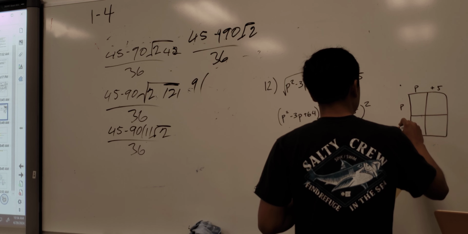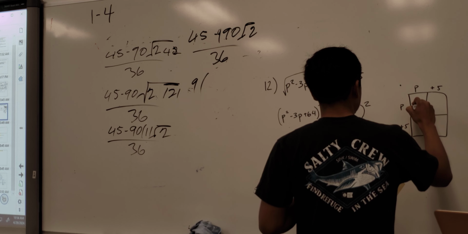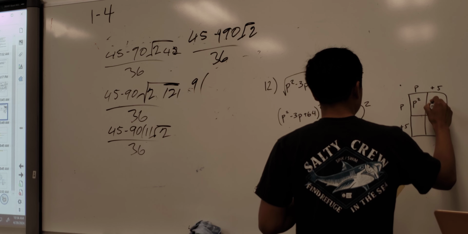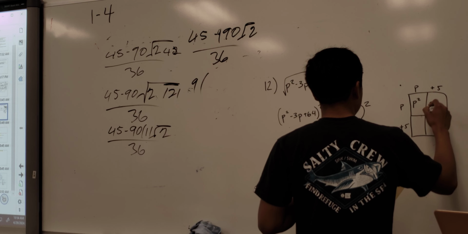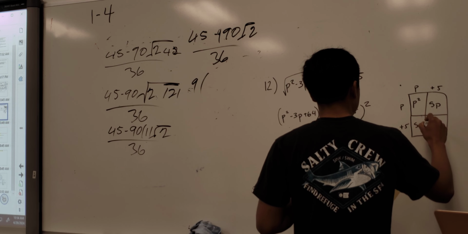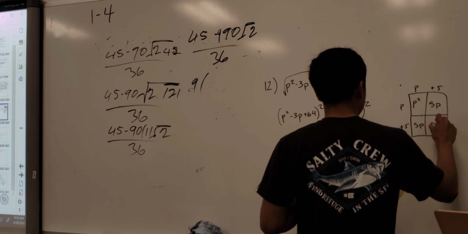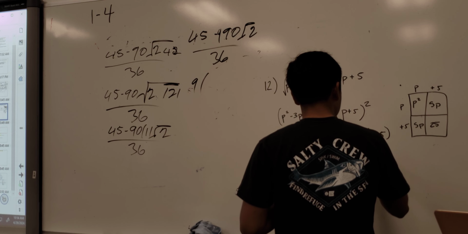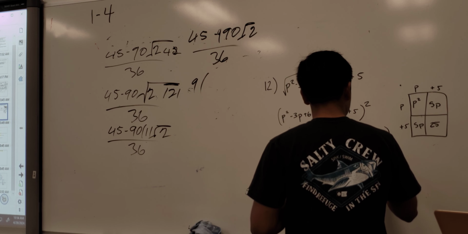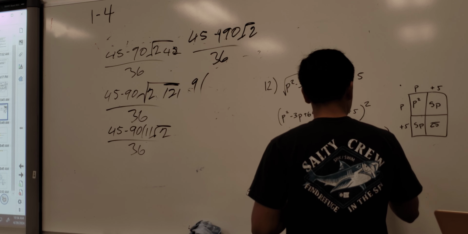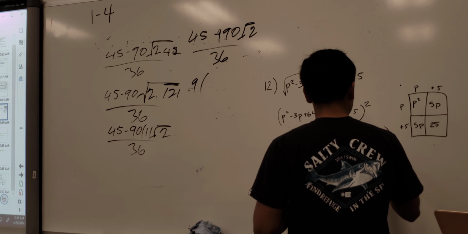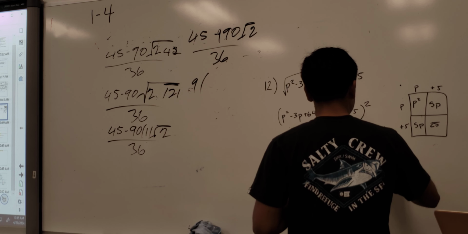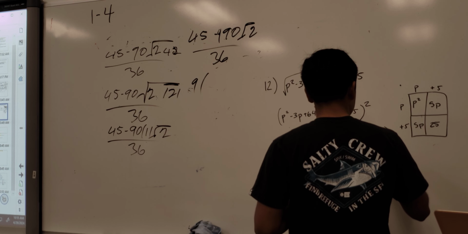You have to do FOIL, so you can just put them side by side. We'll want to break that part up. Right, so you can just do P plus 5 times P plus 5, and you're FOILing it. Minus 13. And then we can get rid of the radical sign. Absolutely. So P squared minus 3P plus 64 equals, and then bring it over 31.